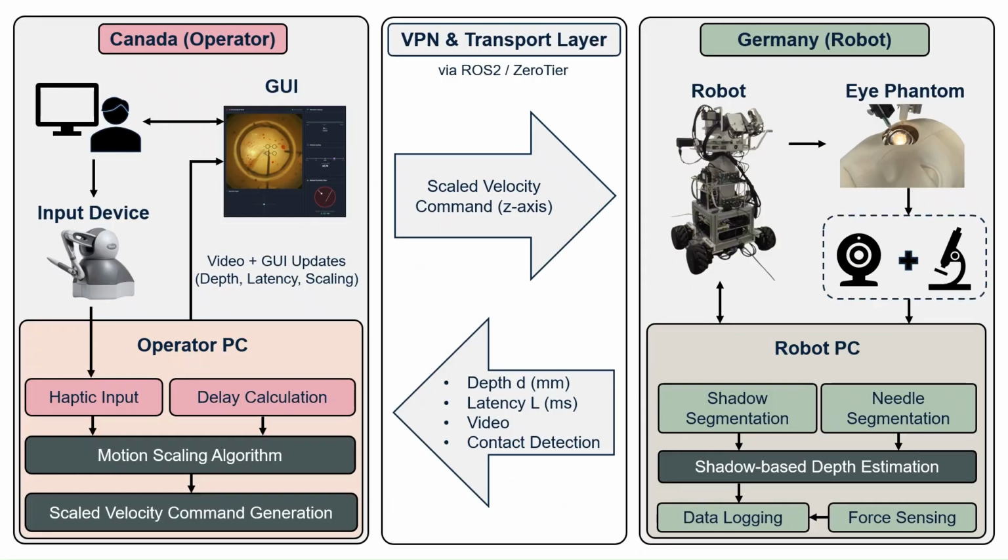On this slide, we can see the system overview with the operator sitting in Canada using the haptic input device connected to the operator PC. That's where we are using the motion scaling algorithm to generate the command for the robot. This command is sent by ROS to Germany, where the robot is executing the task on the eye phantom. A microscope with a camera attached to it is looking at the eye phantom.